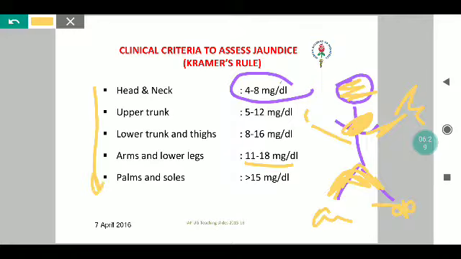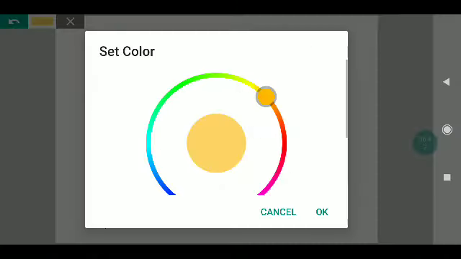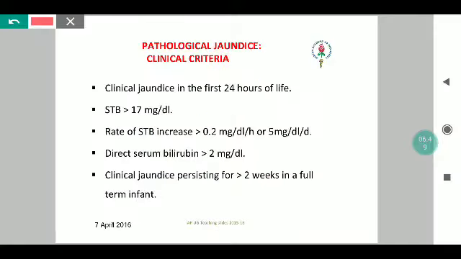One general observation, if you noticed here, based on Kramer's rule, the progression of neonatal jaundice generally goes cephalocaudally. It starts from the head and neck, goes to the upper trunk, lower trunk, and subsequently goes on to the limbs. Now, if we have what is called physiological jaundice, we should also have what is called pathological jaundice.